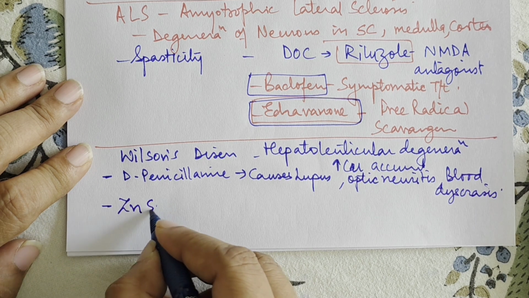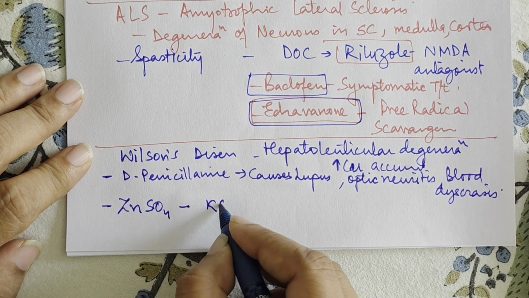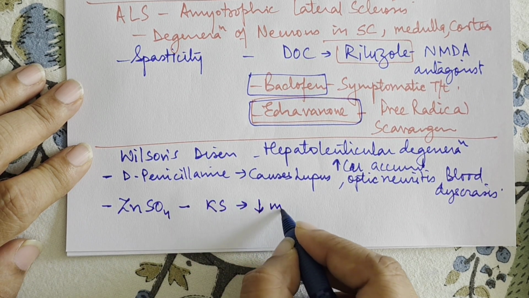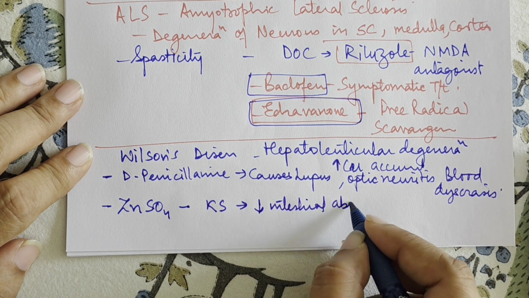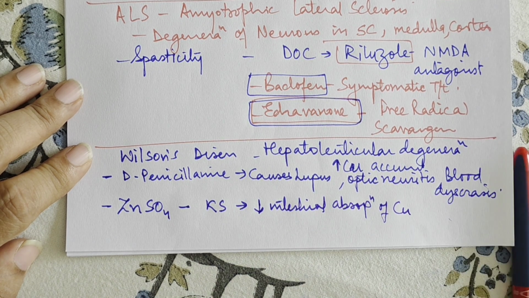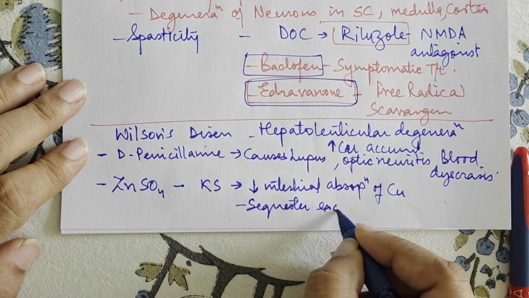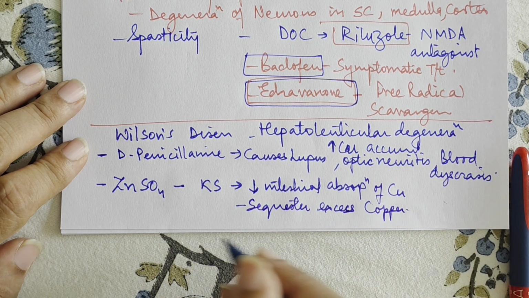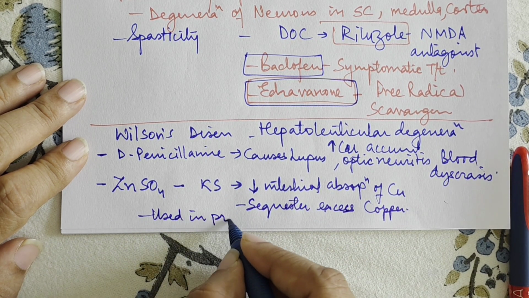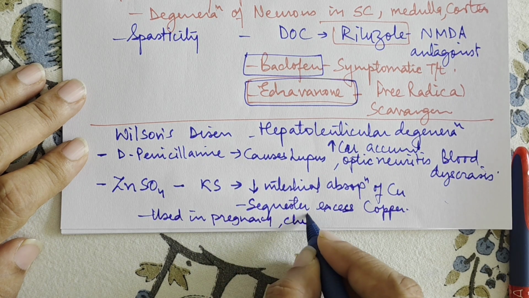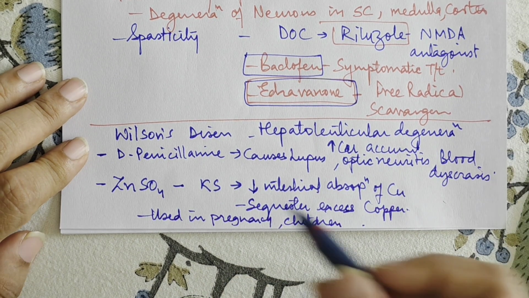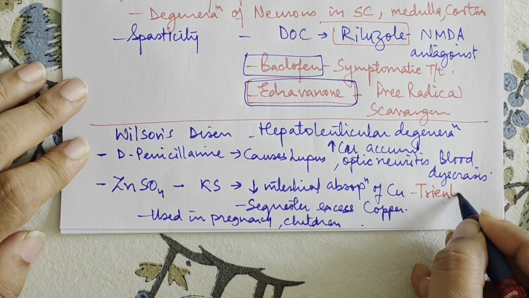The other drug that we use is zinc sulfate and potassium sulfide. These two decrease the intestinal absorption of copper. So these are the drugs which also sequester excess copper in the body. So they are used and they can be used in pregnancy and in children also. Then there is one more drug in Wilson's disease, that is trientine.